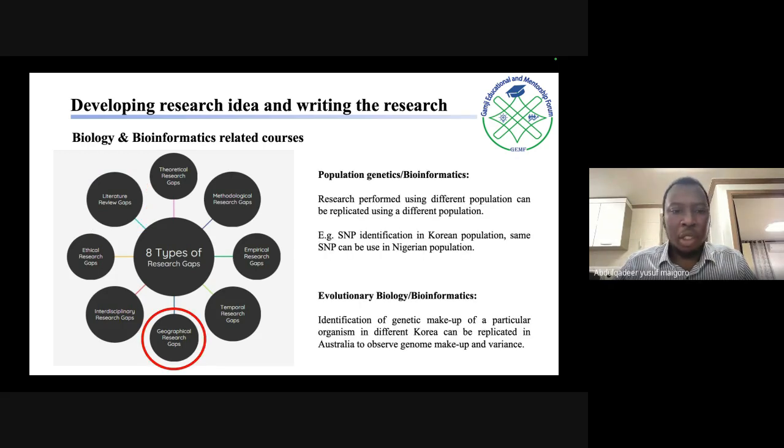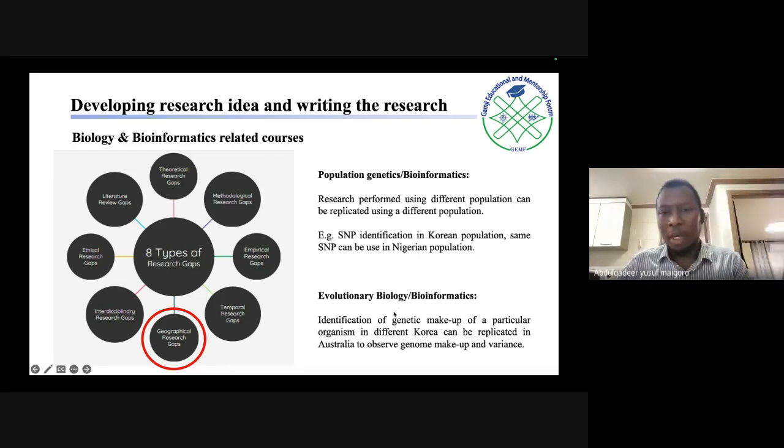When you talk about the geographical research gap, how to identify this gap is more peculiar to areas like population genetics and bioinformatics. Population genetics, as Dr. Chutemi explained in one of their research, you can use a particular population. For example, you identify a SNP in the Korean population. You can repeat the same research using the same polymorphism but a different population. It can give the same result or a different result, but scientifically it's allowed because you are using a different population.